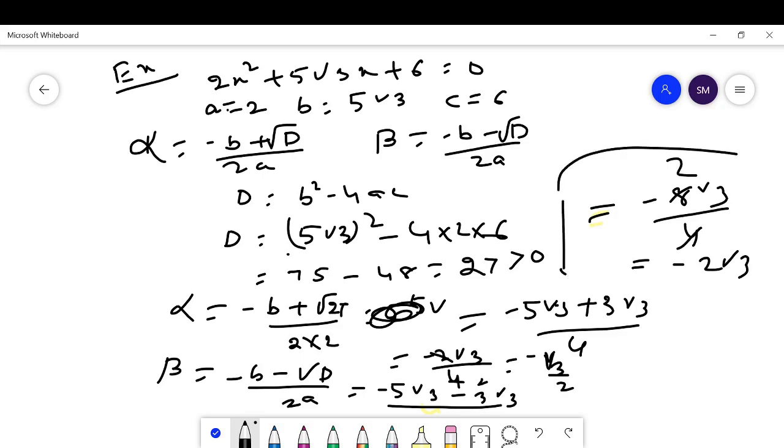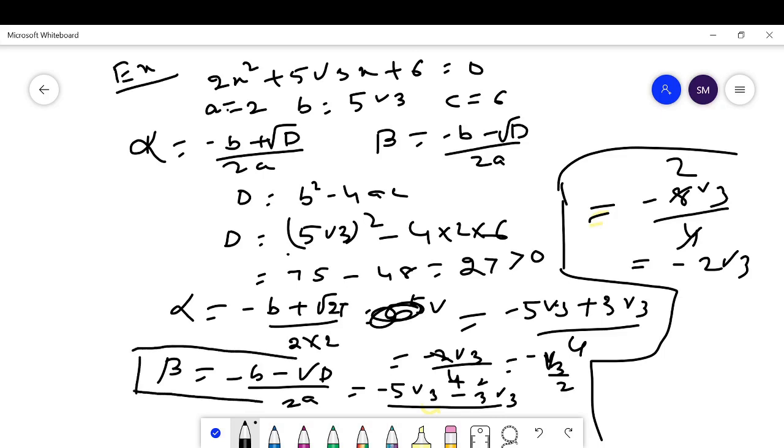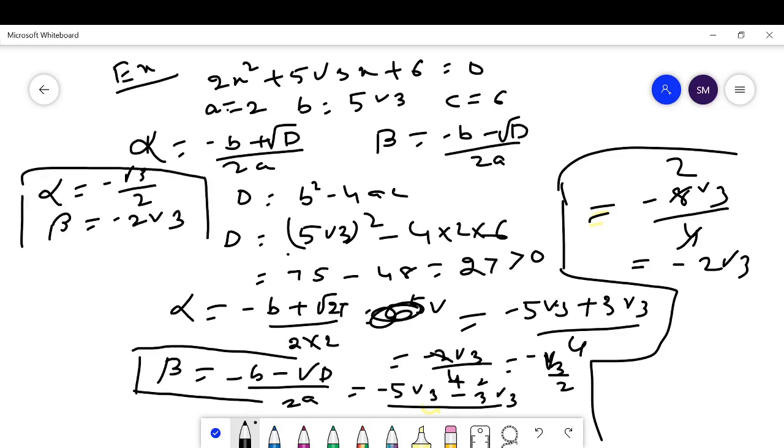I share the board because I share the page, because if we turn the page, then we have to recall all this. Then by solving these equations, I come to the conclusion that alpha is equal to minus root 3 by 2, where beta is equal to minus 2 root 3. We get two distinct real solutions by using these two equations.